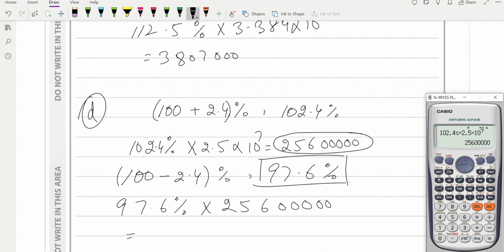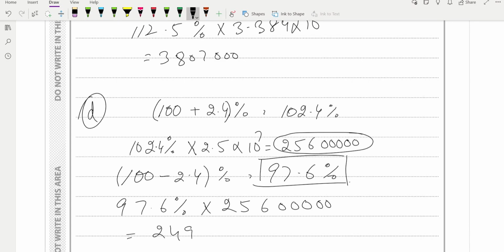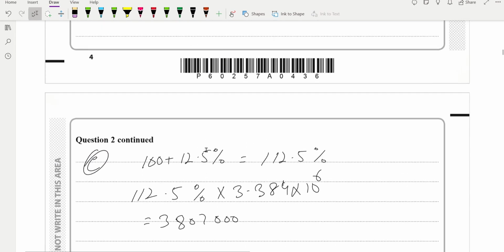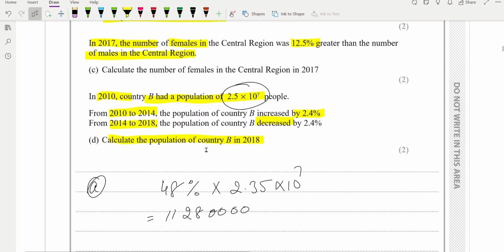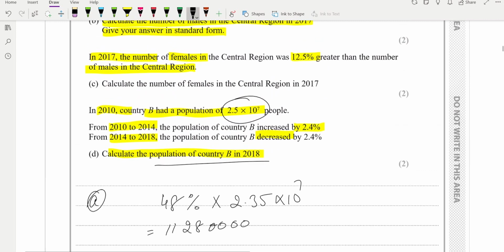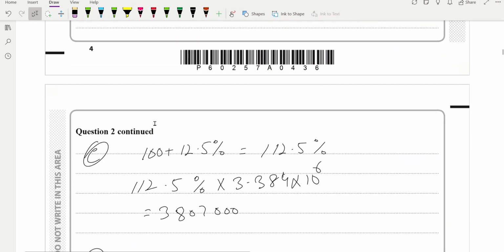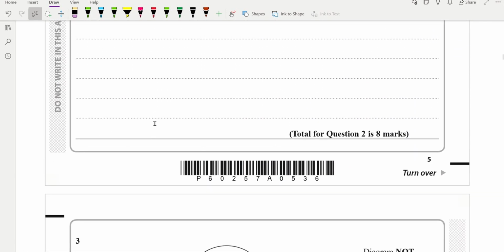This number is already there. We will multiply this with 97.6 percent, and this is equal to 24985600. This will be the final population which they are asking for in part D: calculate the population of country B in 2018. First we have increased by 2.4%, then we have decreased the population by 2.4%.